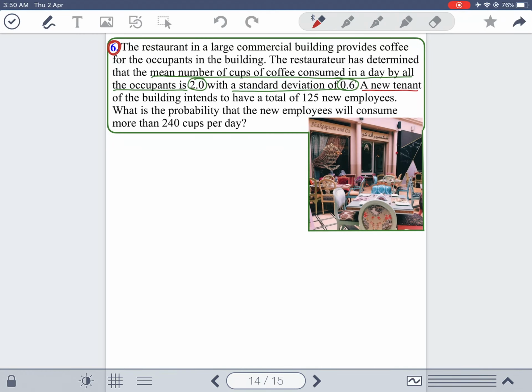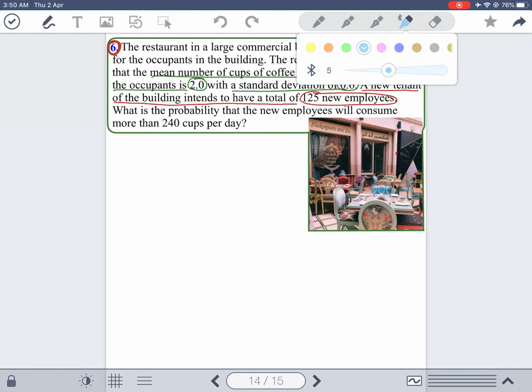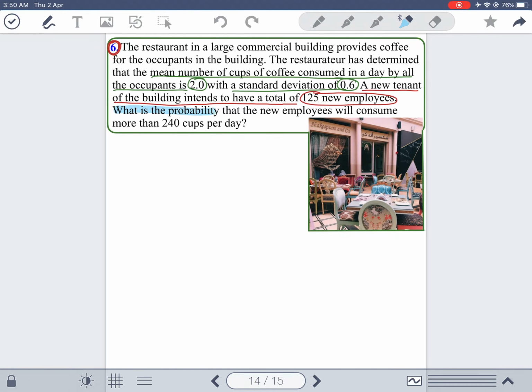It says that a new tenant of the building intends to have a total of 125 new employees. So probably this will be our sample size. N is 125. Now the question is, let's highlight the question. What is the probability that the new employees will consume more than 240 cups per day?